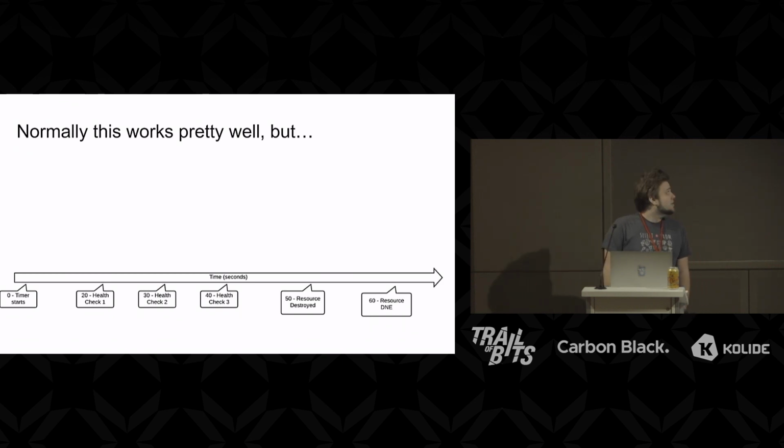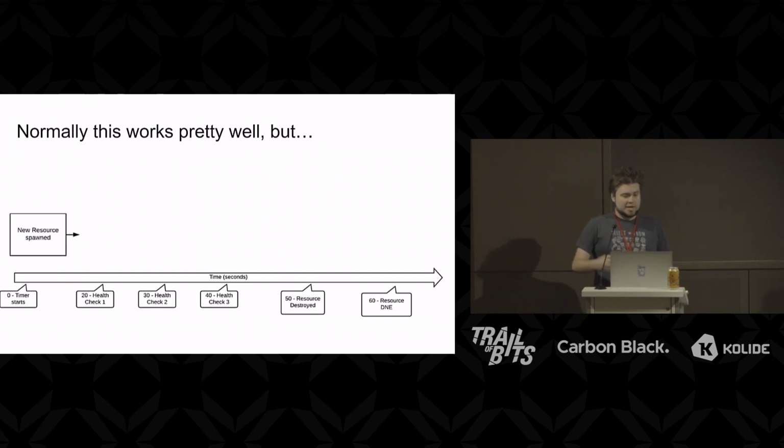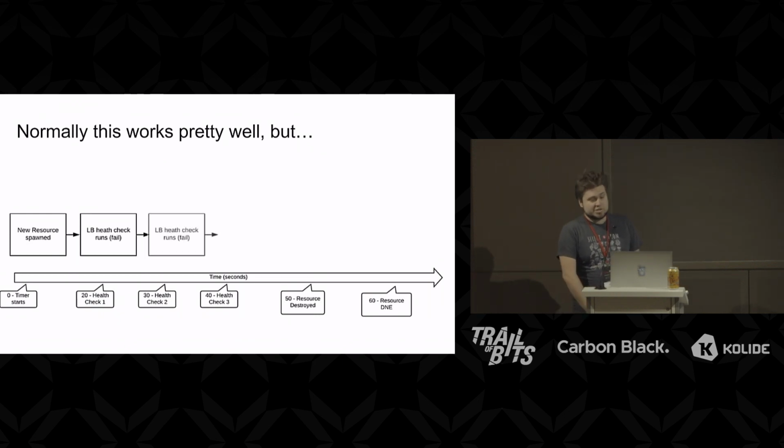It's great. But if you have the case of where you're launching something into a new auto-scaling group, for instance, and you have a health check, it says, is this still alive? Is this working? This is what happens, or can happen. So you fill out your new resource. First check runs, and it fails. For some reason, your service didn't come up. Second check runs again, still failing. That's not good. You should probably look into that.